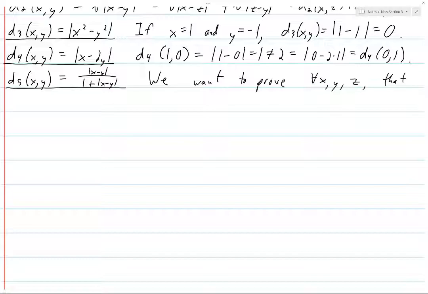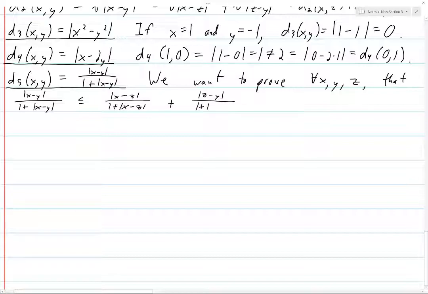So what do we want to prove? We want to prove that the norm of x minus y over 1 plus the norm of x minus y is less than or equal to the norm of x minus z, so the distance between x and z, plus the distance between z and y. And we're basically just going to do a whole bunch of computation here and verify this.